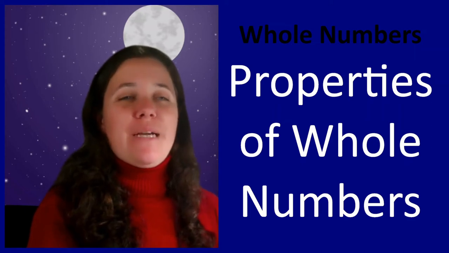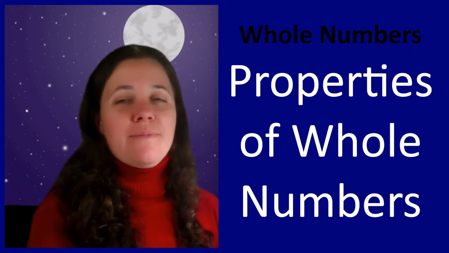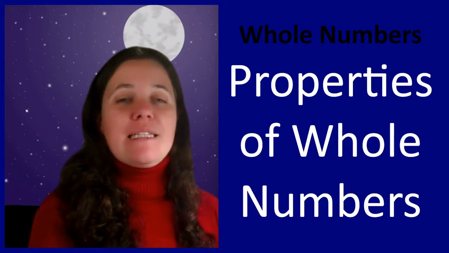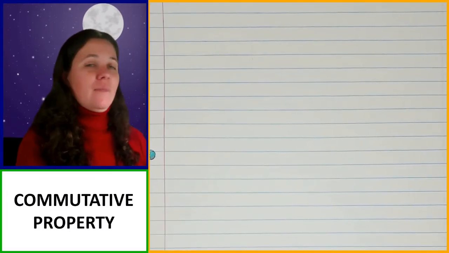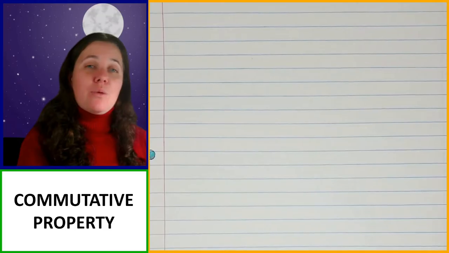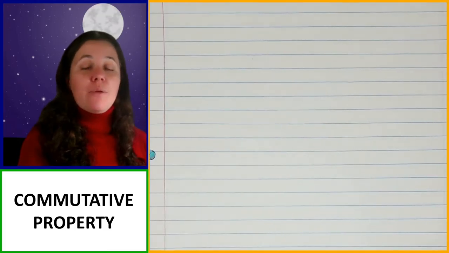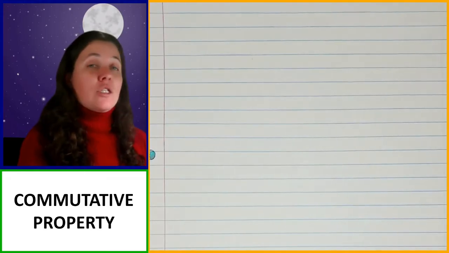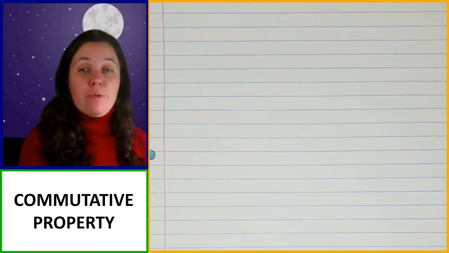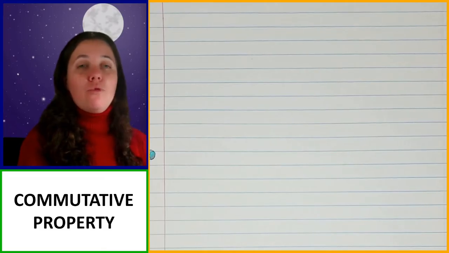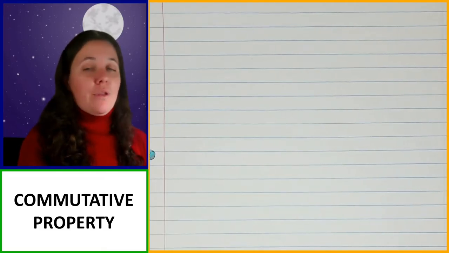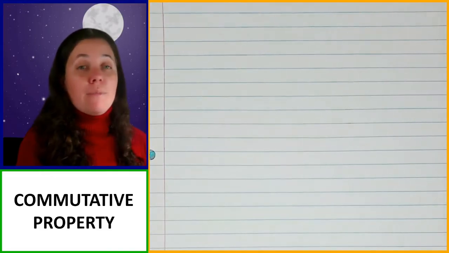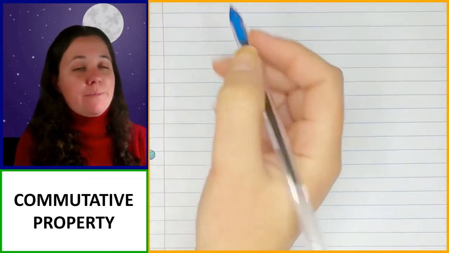Today we're going to be learning about the properties of whole numbers. The first property that we're going to look at is the commutative property. Now, if you think about what the word commute means, to travel, so to travel forwards and backwards between two places. So when we're talking about the commutative property, we're looking at numbers moving around or traveling around within the maths problem that we're solving.